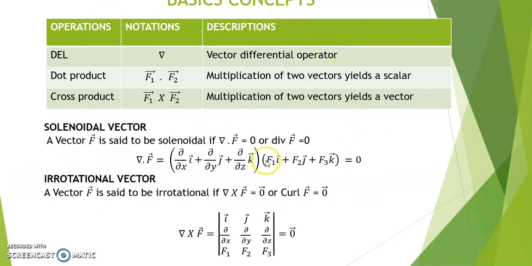So have you understood this concept? This basic concept is very important for moving forward in the unit. Again I'm repeating: if the del dot product, the dot product between two vectors, is equal to 0, I call that vector a solenoidal vector. If the cross product is equal to 0, then I call that vector an irrotational vector.